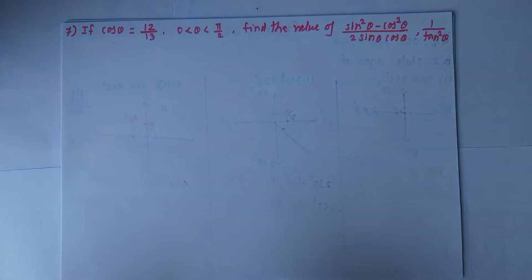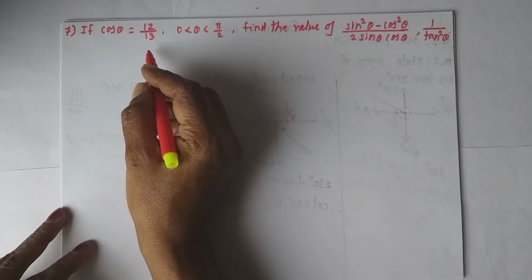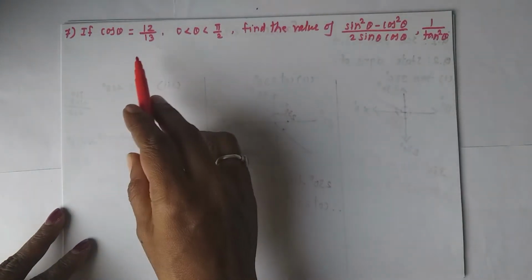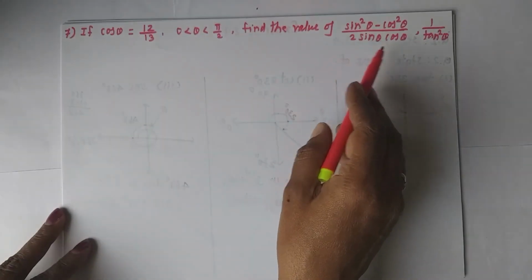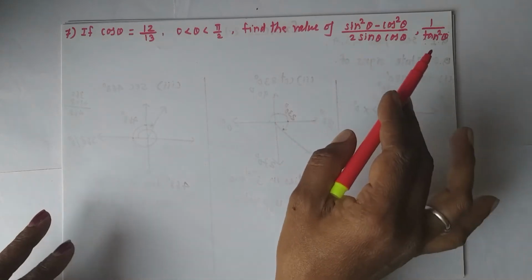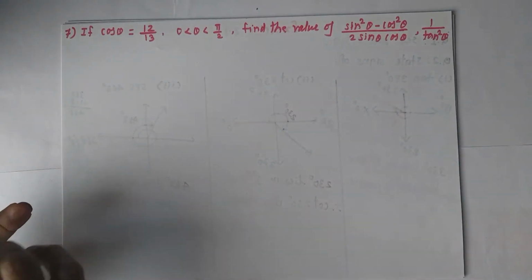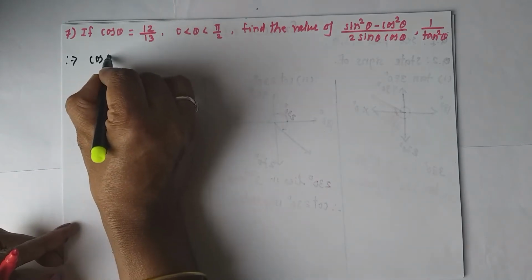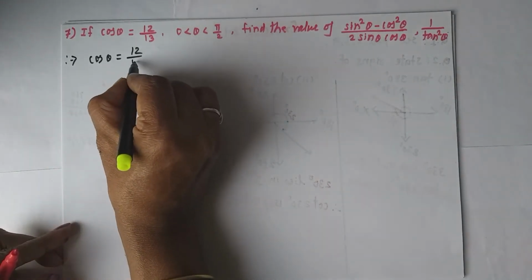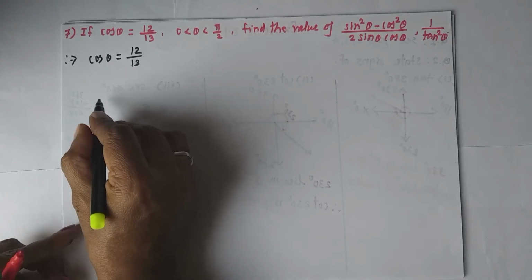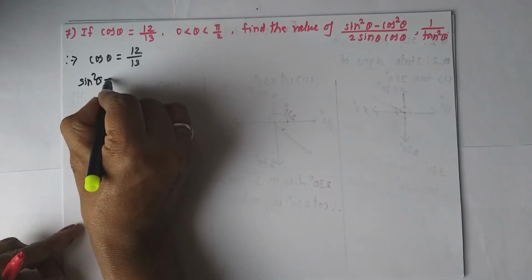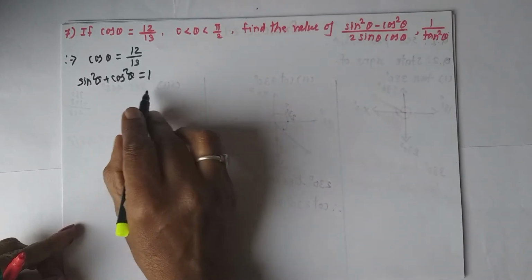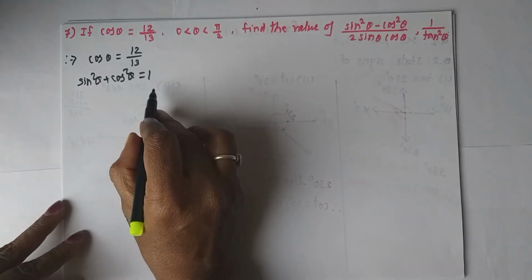Now what is given here? Cos theta is 12 by 13 and theta lies in the first quadrant, and we have to find the values. Cos theta is given and we only need sin theta and tan theta. We will find only these trigonometric functions. Okay students? Then in the solution, you write down cos theta is equal to 12 by 13. We know the first identity, that is sin squared theta plus cos squared theta is equal to 1. We will use this property to find the value of sin theta.